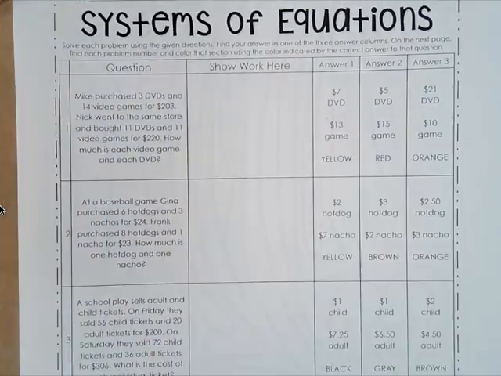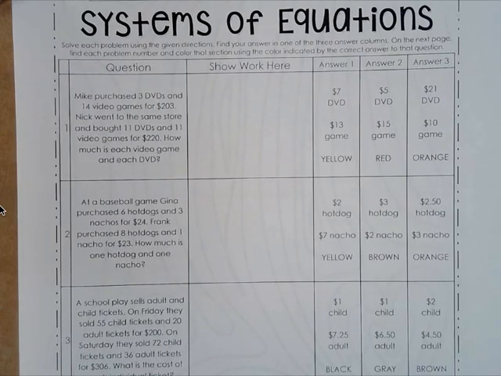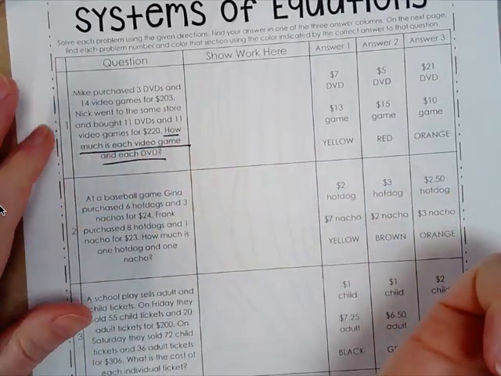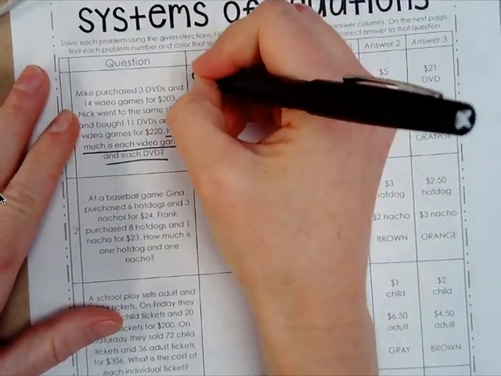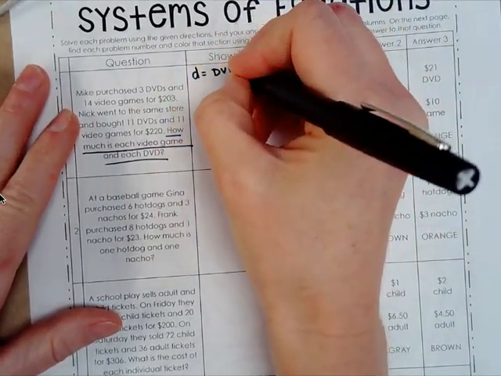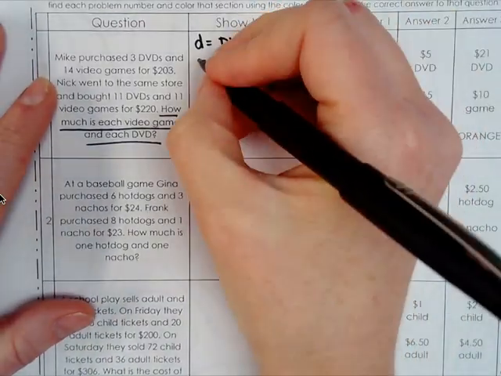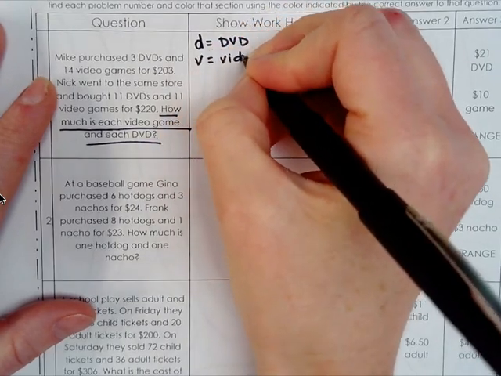So we'll look at the first one. Mike purchased 3 DVDs and 14 video games for $203. Nick went to the same store and bought 11 DVDs and 11 video games for $220. How much is each video game and each DVD? So in the question, it tells you what your variables should be. It says how much is each video game and each DVD? So we can use D for the price of the DVD. And then V for the price for the video game.